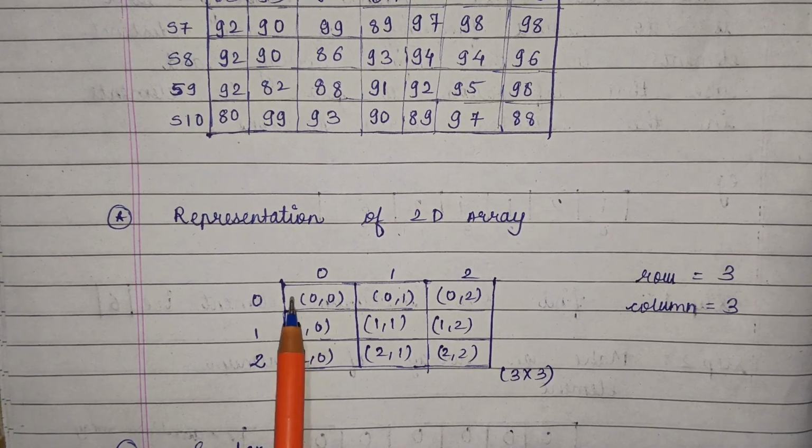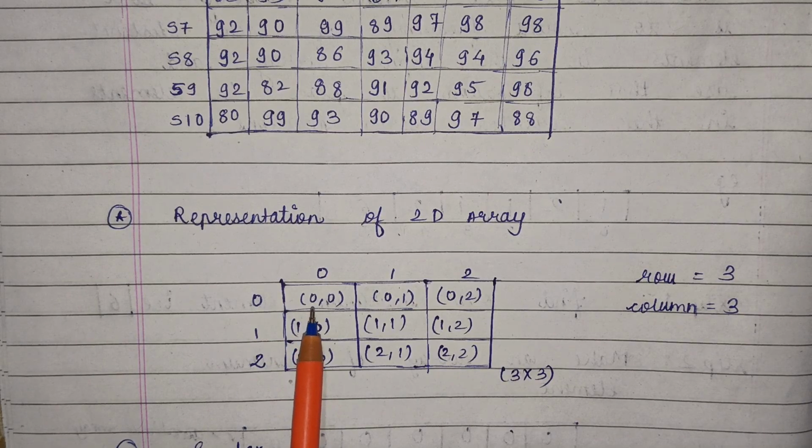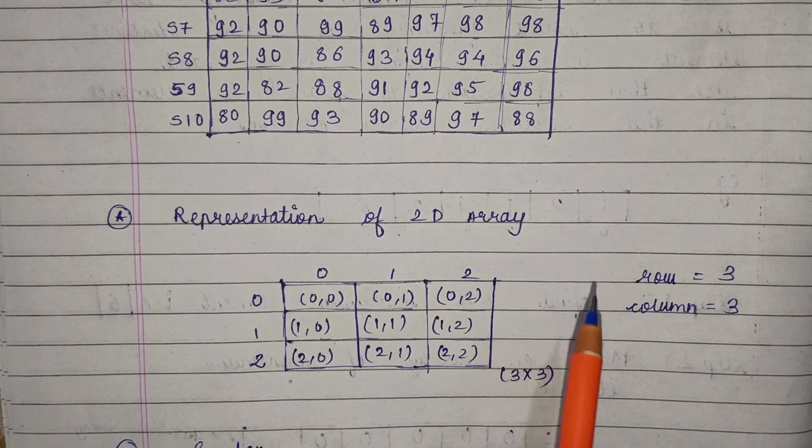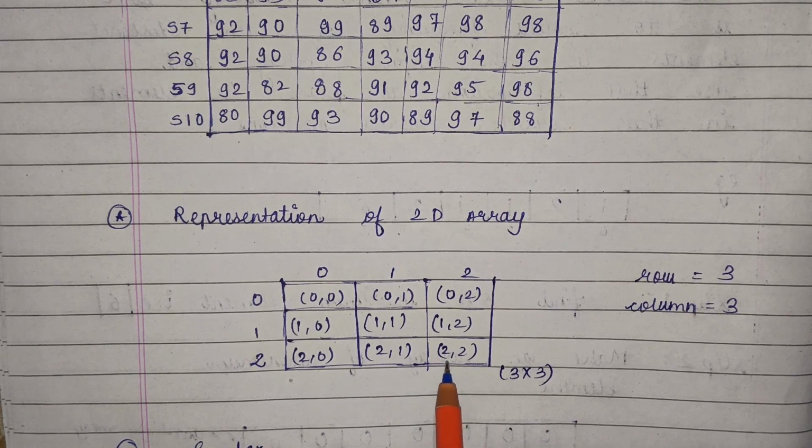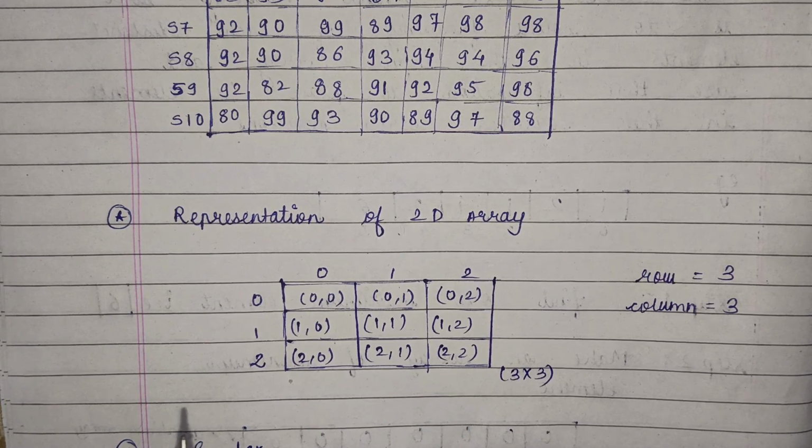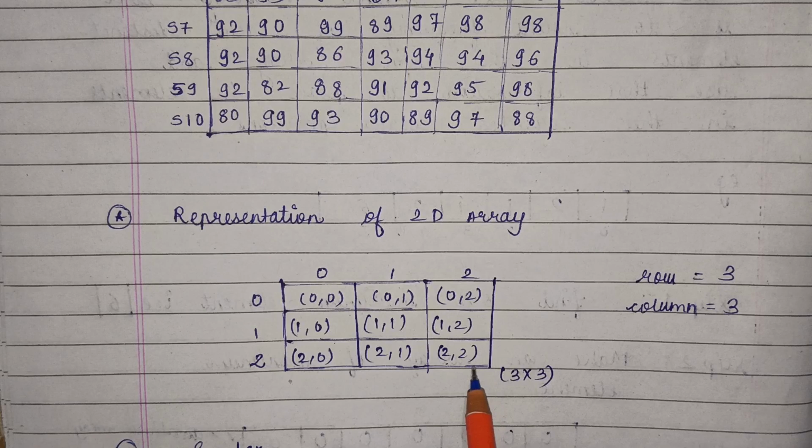To access the first block, we can use the index 0 and 0. So we can access our first block, and similarly other blocks as well. Suppose we want to access this block, we will enter row equal to 2 and column equal to 2. We can access this block.